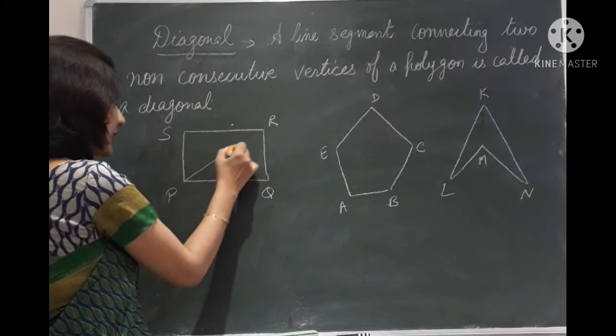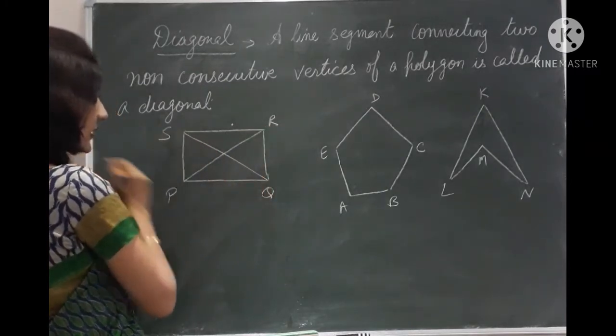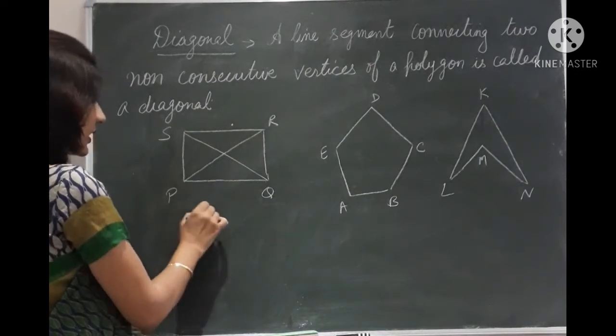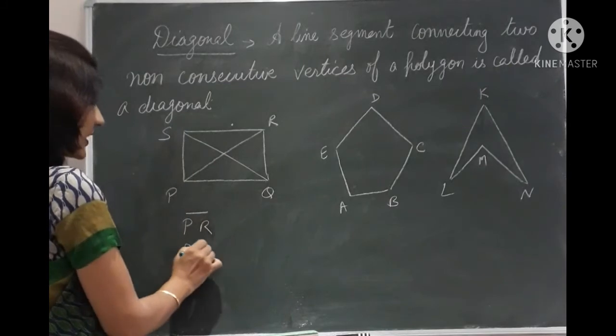But this P and R I will join, I will get one diagonal, and this Q and S I will join, I will get another diagonal. So the two diagonals here are PR and QS.